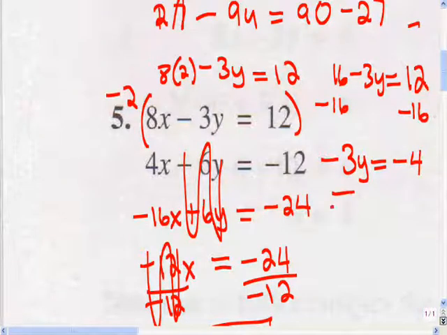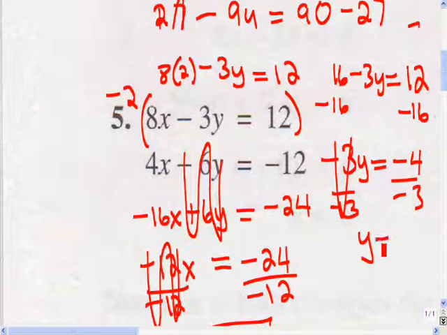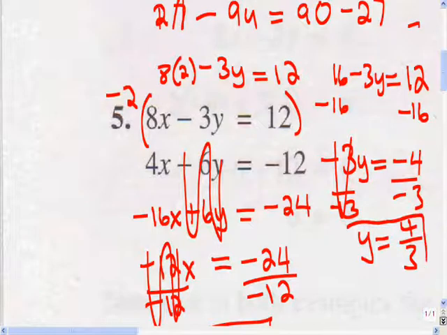Divide by negative 3. It looks like y equals 4 over 3. And it's a positive 4 over 3 because both of these are negative, so that makes the fraction a positive fraction. So y equals a positive 4 over 3, and x equals 2.